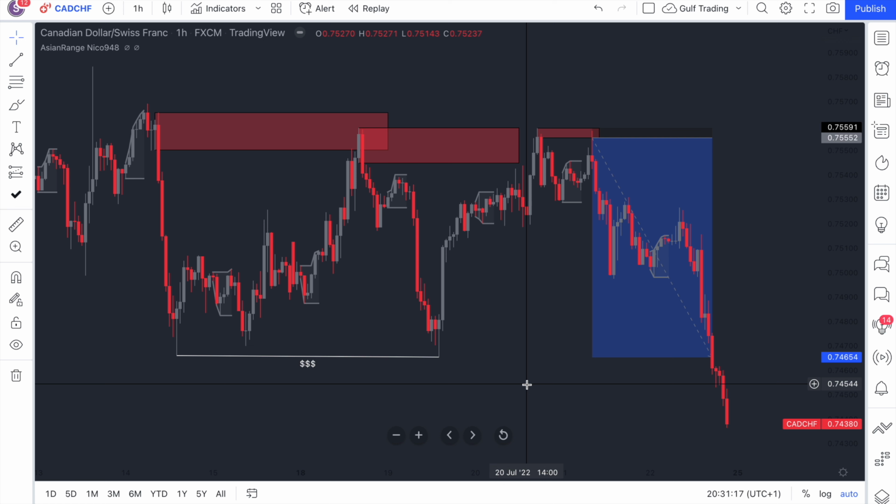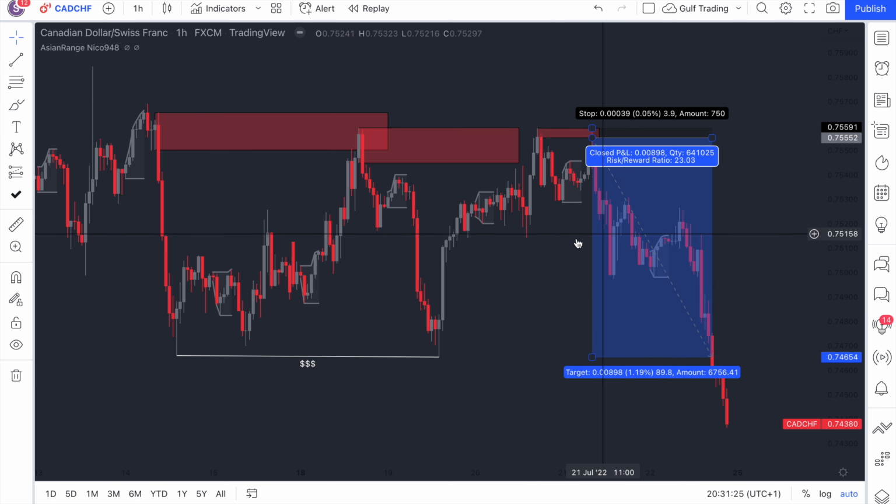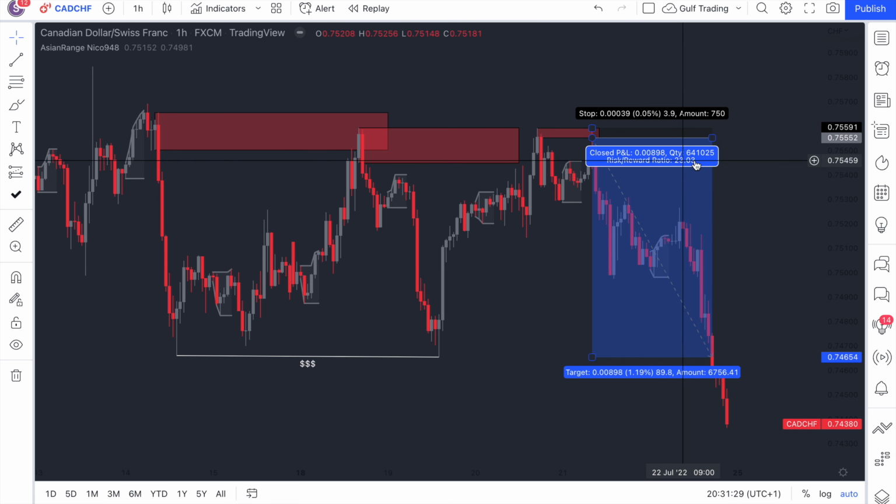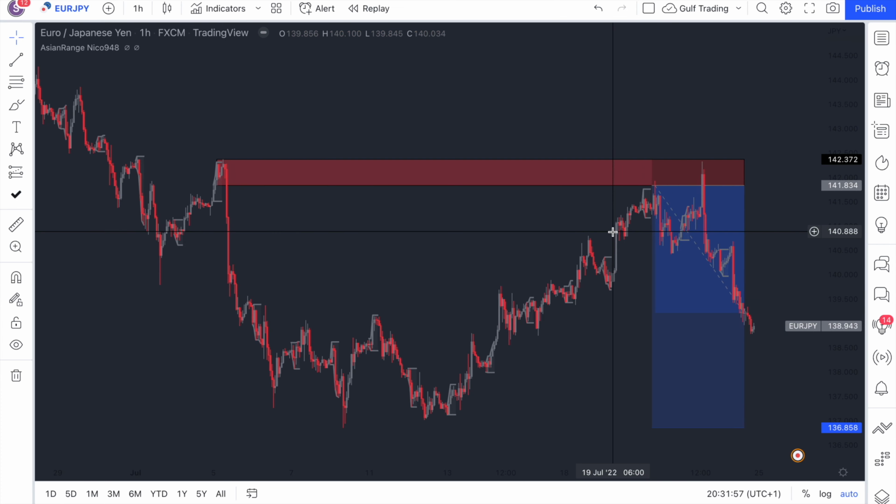Hello everyone. In today's video I'm going to be sharing with you the 3 rules that I use when analysing a chart to get the best sniper entries with amazing risk reward, such as this one. I'll be breaking down this trade that I took on CAD CHF, which gave a profit of 23%, played out very nicely, as well as this setup on Euro JPY.